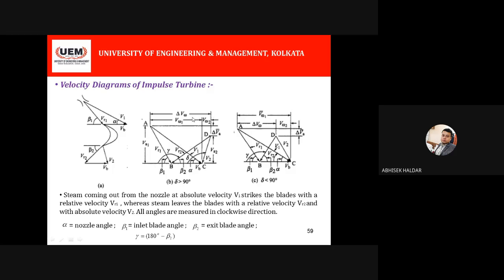All these terms are clear: velocity of wheel, axial velocity, and all these angles. Are they clear to you or not? Beta 1, beta 2, alpha, all these angles, are they clear? Yes, sir, clear, sir.